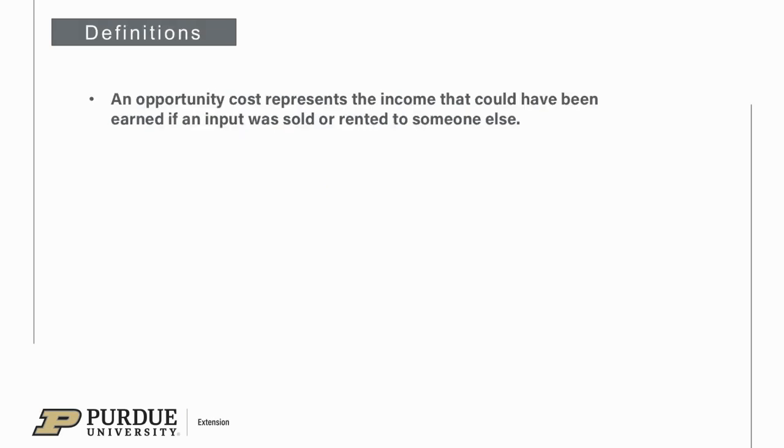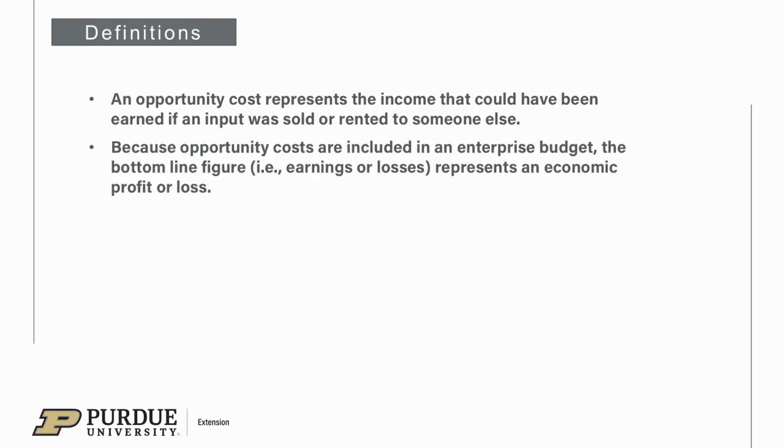An opportunity cost represents the income that could have been earned if an input was sold or rented to someone else. That's your basic definition of opportunity cost. Because they are included in an enterprise budget, the bottom line figure represents an economic profit or loss. There are going to be some years with an economic loss, and some years with an economic profit. For example, in 2021, we're looking at an economic profit for most people for both corn and soybeans. If you go back to 2019, we were actually looking at an economic loss, meaning that we were not able to cover all of our cash, depreciation and opportunity costs.